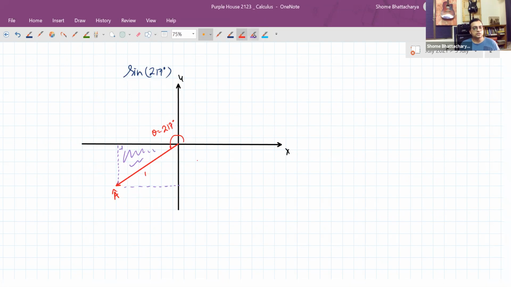Now see, this triangle that I'm shading is a right angle triangle, you can see. If this is the base and this is the perpendicular, then which is the angle that I'm referencing? I'm referencing this angle.